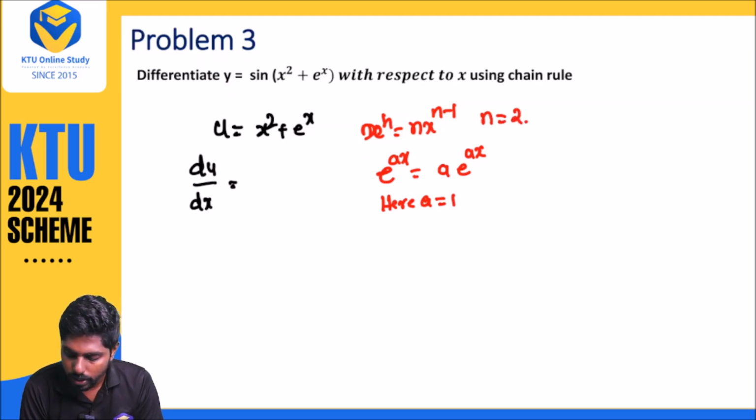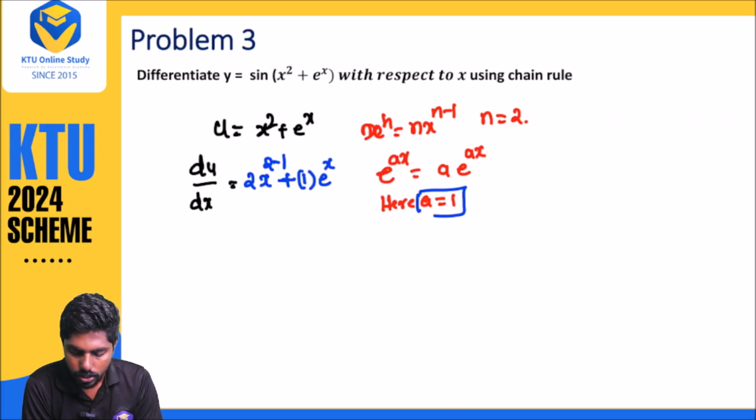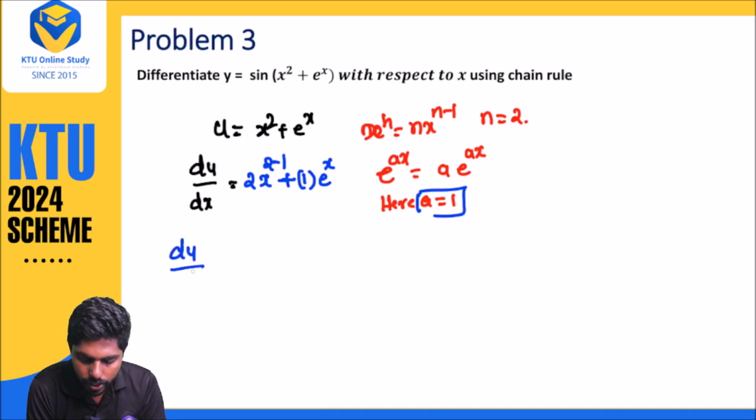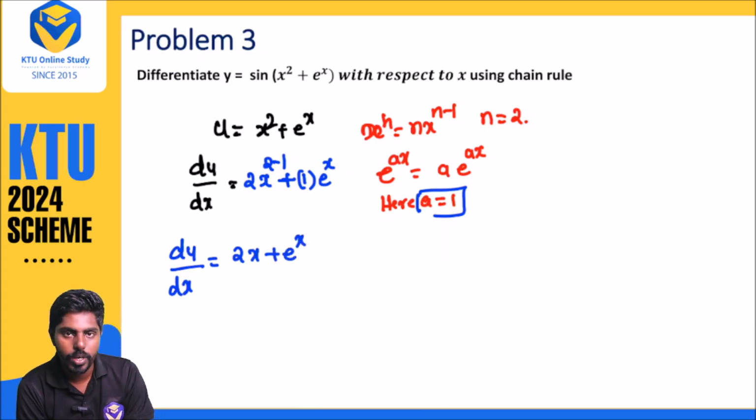So applying the formula, what will we get? 2 into x power 2 minus 1, plus, what is a here? a equals 1, so plus 1 into e power ax, and e power ax is e power x. So what is our answer? du by dx is equal to 2 into x plus e power x. So this is our du by dx value.